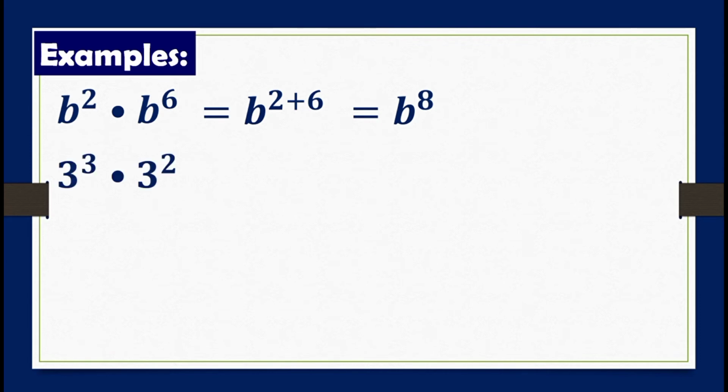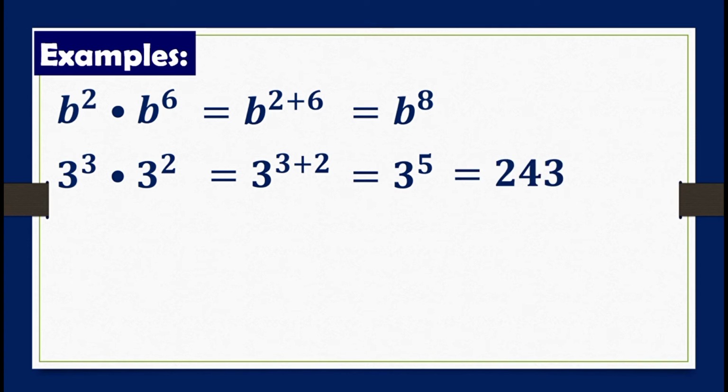Another example. 3 cubed times 3 squared. Again, we have the same base, which is 3. In this case, we will try to add their exponents 3 and 2. So the sum of 3 and 2 is 5. Therefore, the expression is 3 to the fifth power. But of course, we can simplify this one because we can multiply 3 by itself 5 times. The result would be 243.